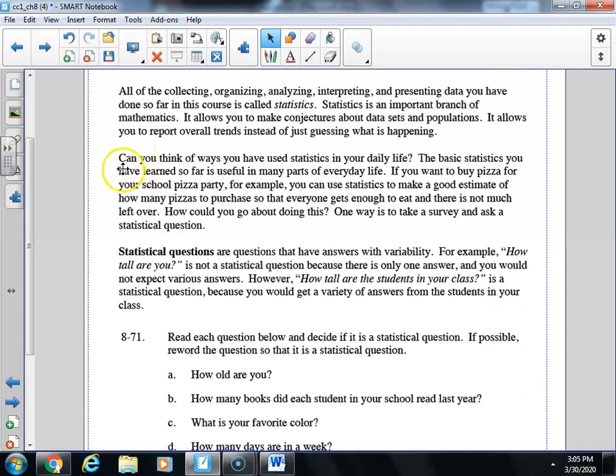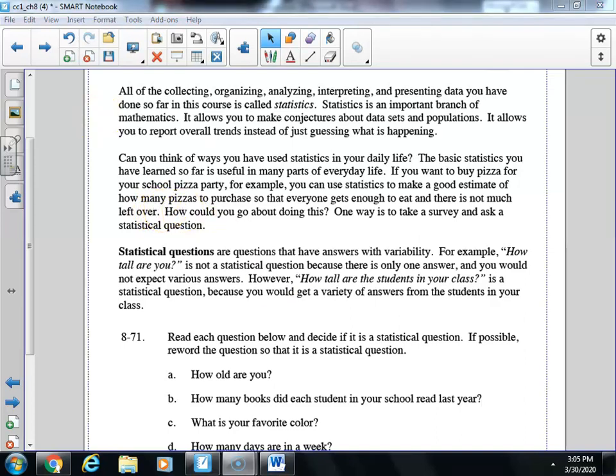If you want to buy a pizza for your school pizza party, for example, you can use statistics to make a good estimate of how many pizzas to purchase so that everyone gets enough to eat and there is not much left over. How can you go about doing this? One way is to take a survey and ask a statistical question.